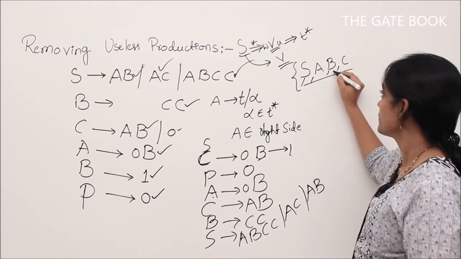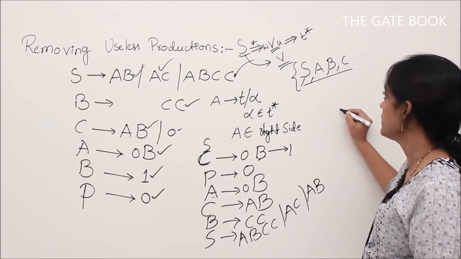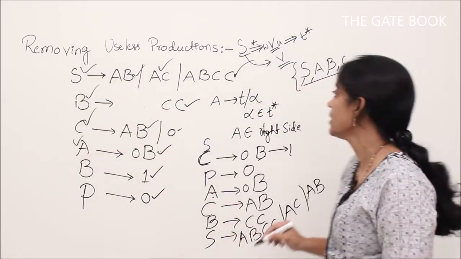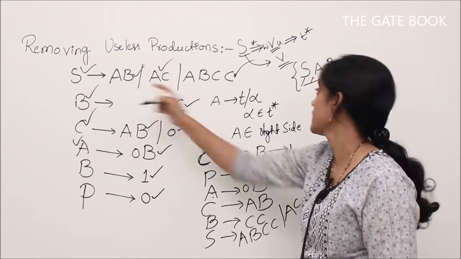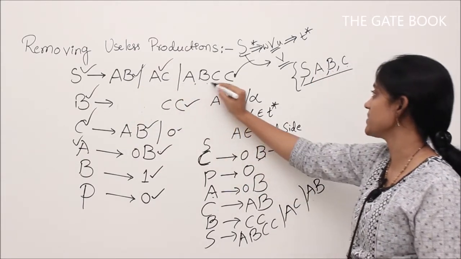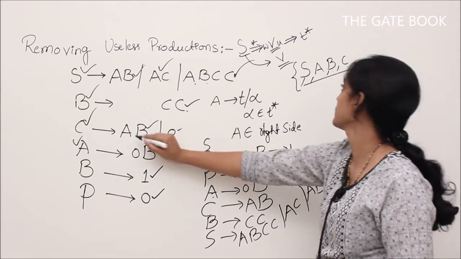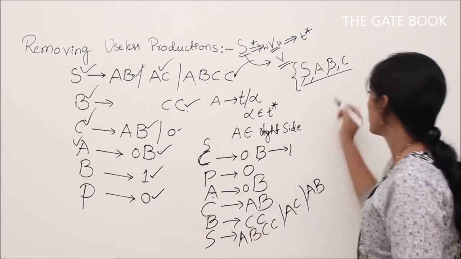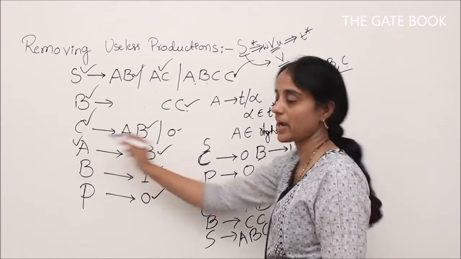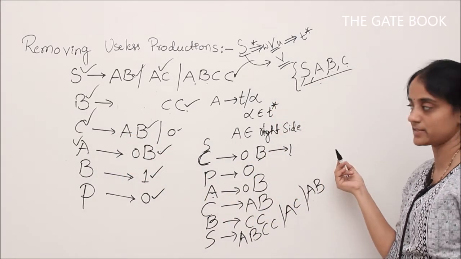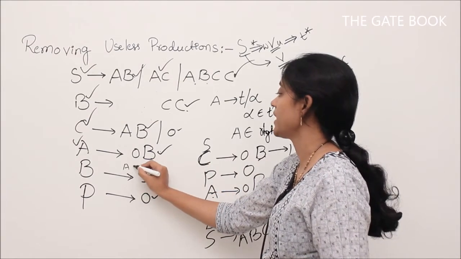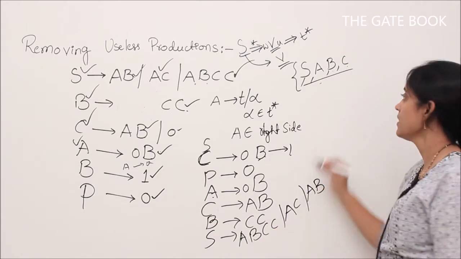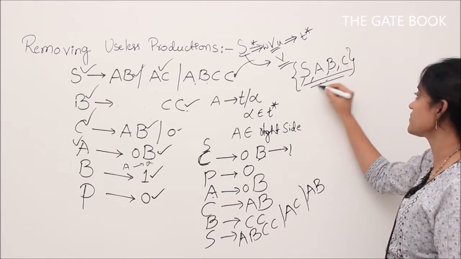Now what about B? B derives C, but C is already added. So we identified that S is useful, B is useful, C is useful, A is useful. Now we should check all the productions. AB is already covered, AC is covered, ABCC is covered, CC is covered, AB is covered and B is covered. That means whenever there is a variable on the left hand side from this set, we should add the right hand side. If there is a production like A derives Q, we should add that production also if that is belonging to this set. So we are left with only these four variables.